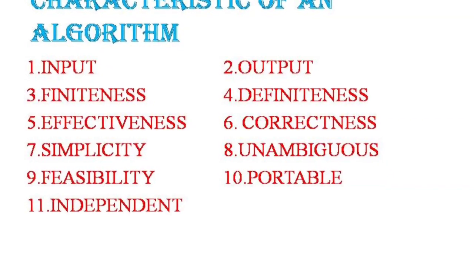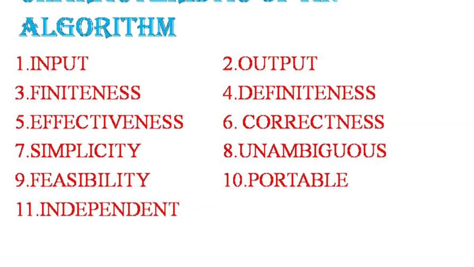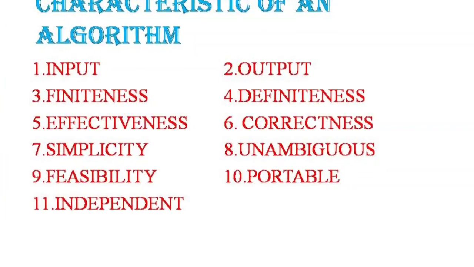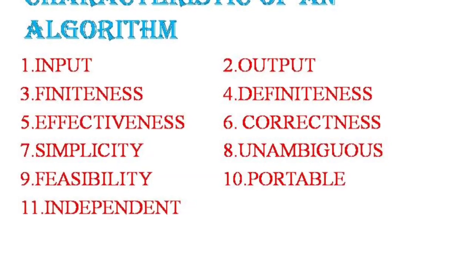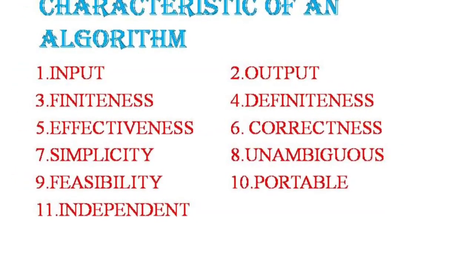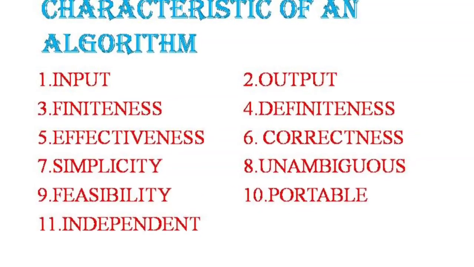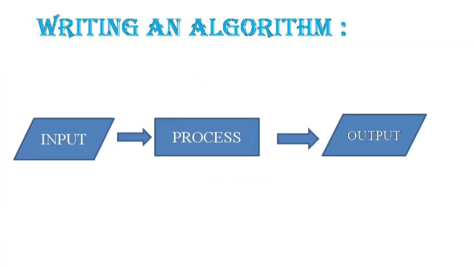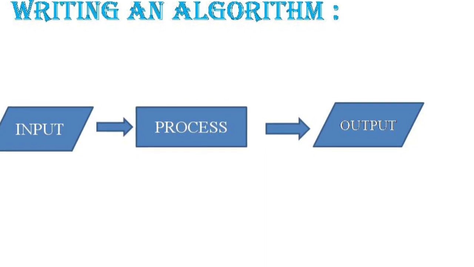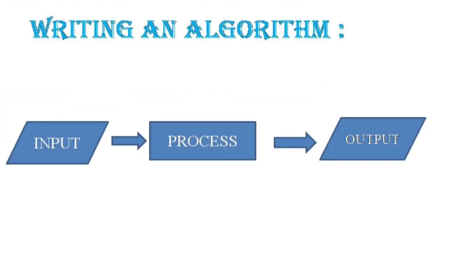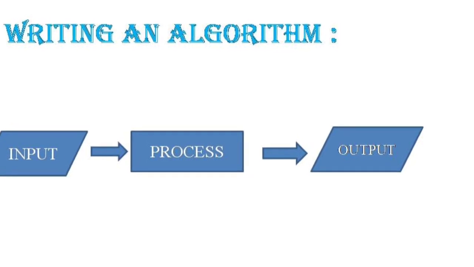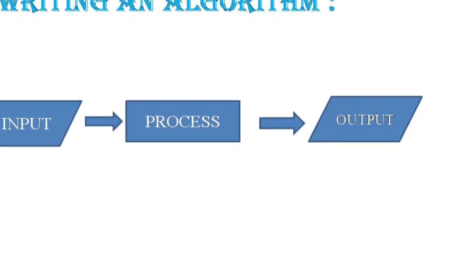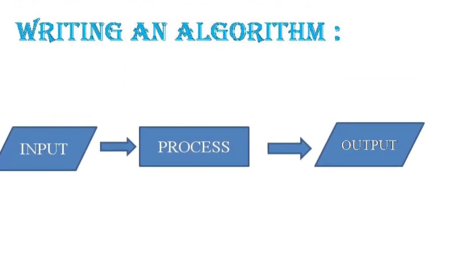Now let us see the characteristics of an algorithm. Input, output, finiteness, definiteness, effectiveness, correctness, simplicity, unambiguous, feasibility, portable and independent. Now, writing an algorithm. Algorithm is the step-by-step instruction given to solve a problem. You can give any number of input, it will be processed and we can get the required output.